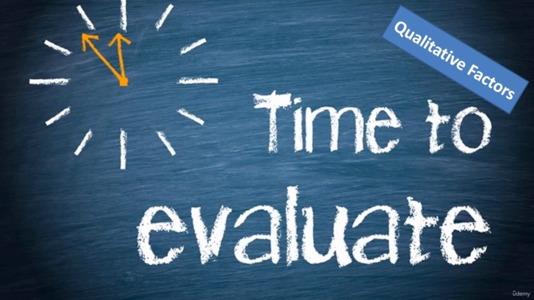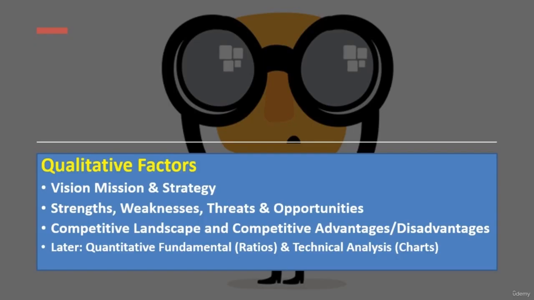Okay, it's time to start evaluating companies more closely as far as what we might want to invest in. We're going to start with qualitative factors, basically things that might be more subjective. We're going to look at things like a company's vision or mission statements and strategy. What is their strategy? And interpreting their strategy and looking at things like strengths and weaknesses of the company and their external threats and opportunities.